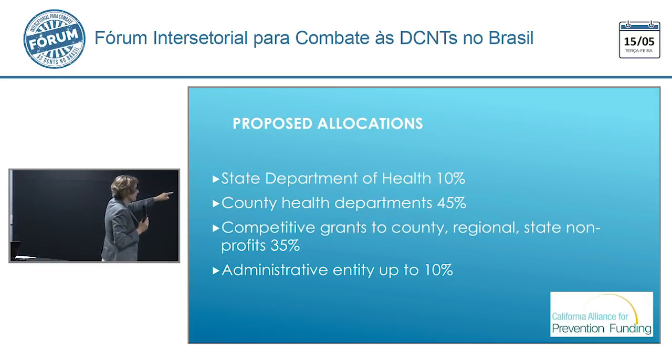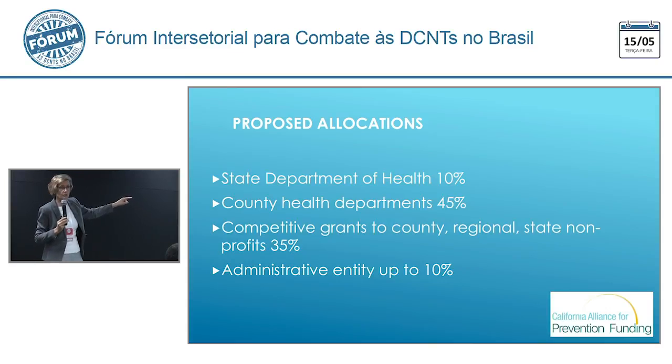The State Department of Health would get 10%. Typically, the State Department of Health does a really good job on mass media campaigns throughout the state. They've also done a great job at providing technical assistance to some health departments and to some nonprofits who don't have as much experience with primary prevention strategies with systems change. County health departments would get 45% of the funding, and that would be an allocation they would get every year.